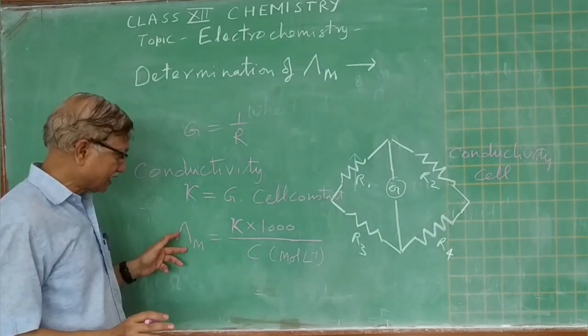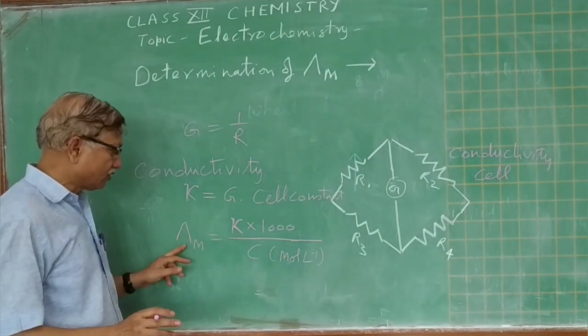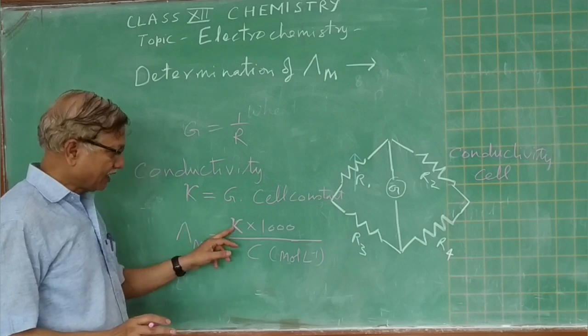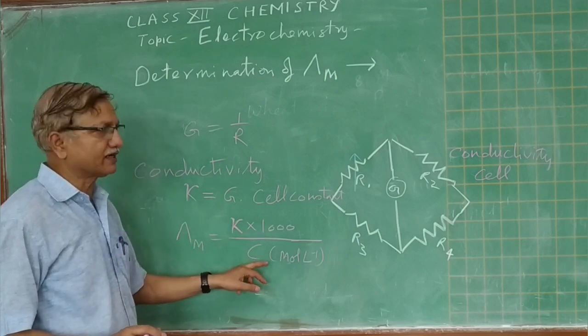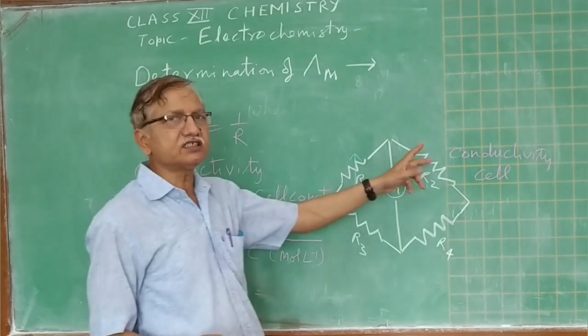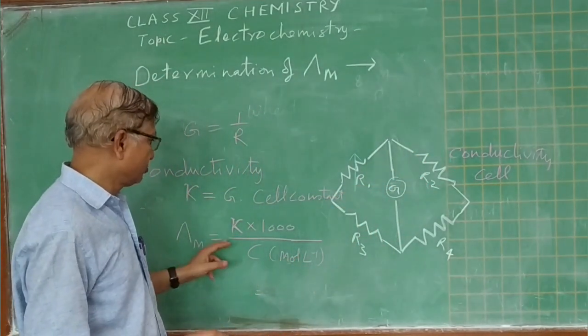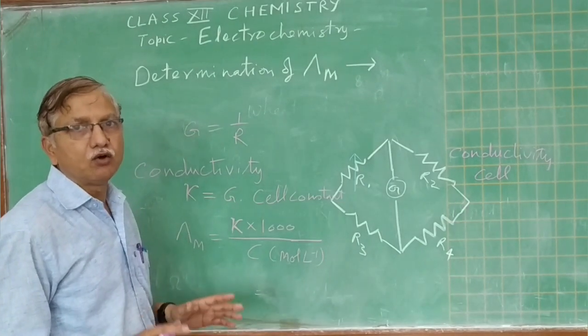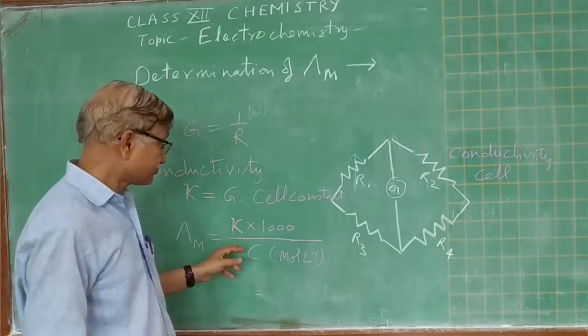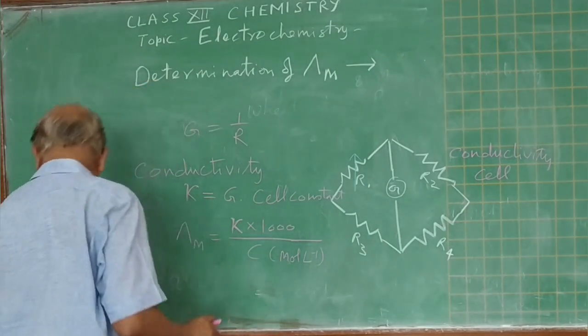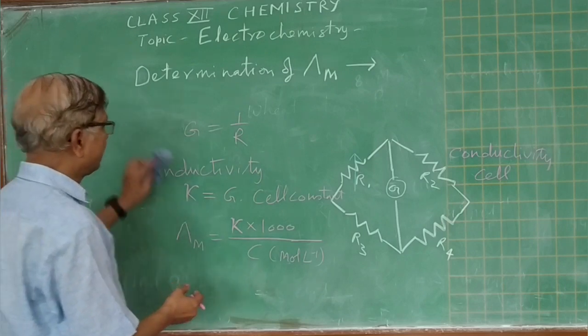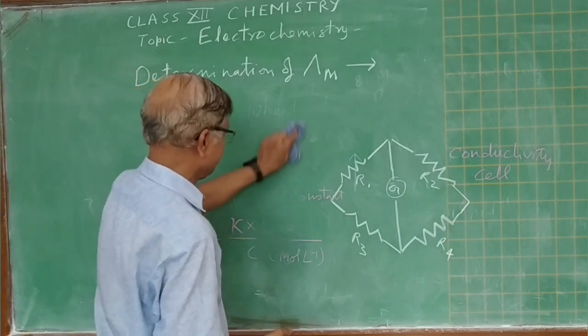From conductivity kappa we can calculate the molar conductivity. Molar conductivity equals kappa into 1000 upon C, the molar concentration. Whatever concentration we have taken in the conductivity cell, we put that value here. So we calculate the molar conductivity of any electrolytic solution.